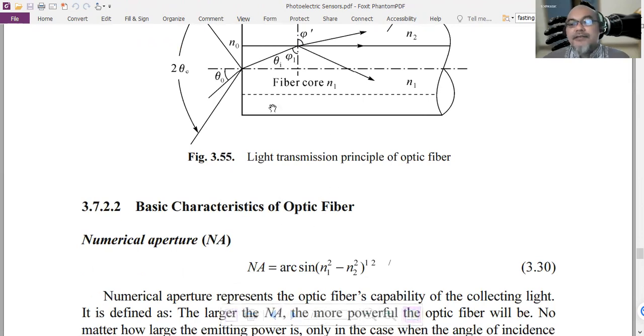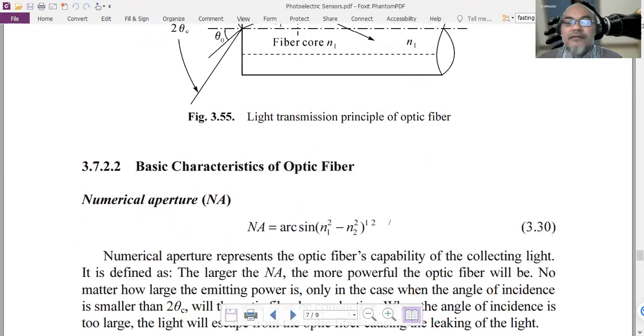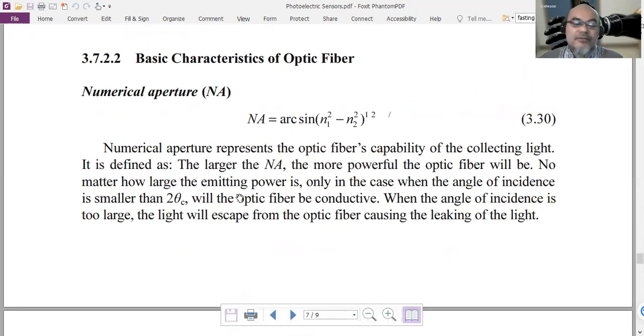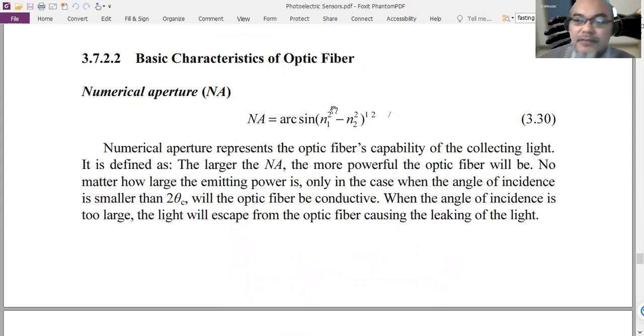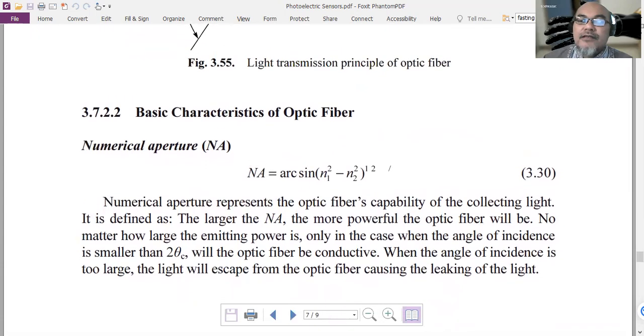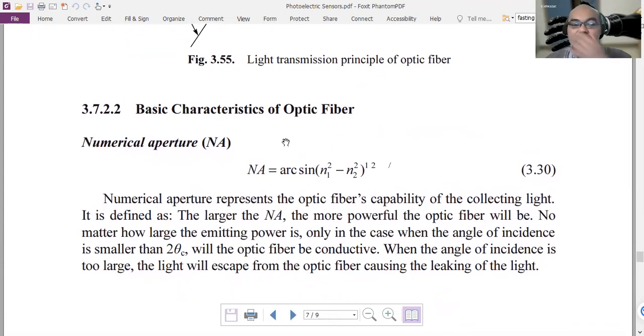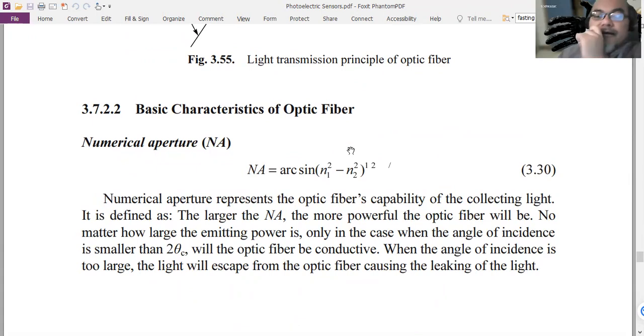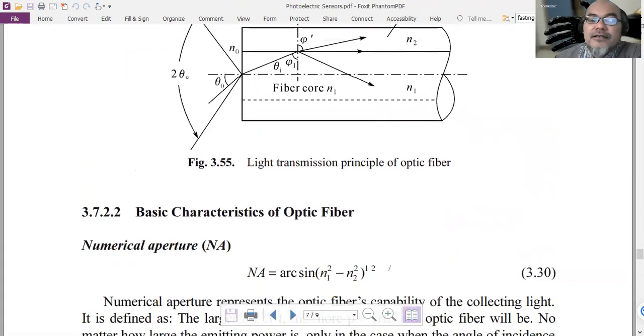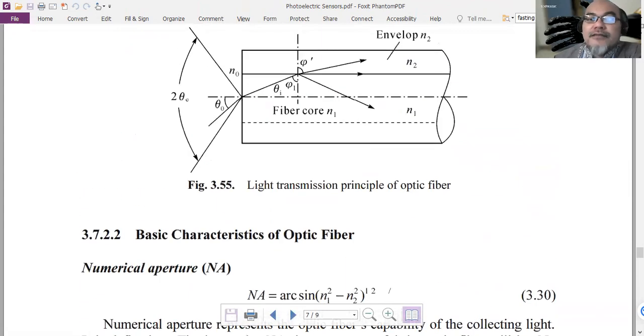Some basic characteristics in optical fiber. When you purchase optical fiber, you will see this in a data sheet. First one is the numerical aperture. NA equals arcsine of square root of n1 square minus n2 square. This represents the capability of the optical fiber to collect light. The larger the NA, the more powerful the optical fiber is.